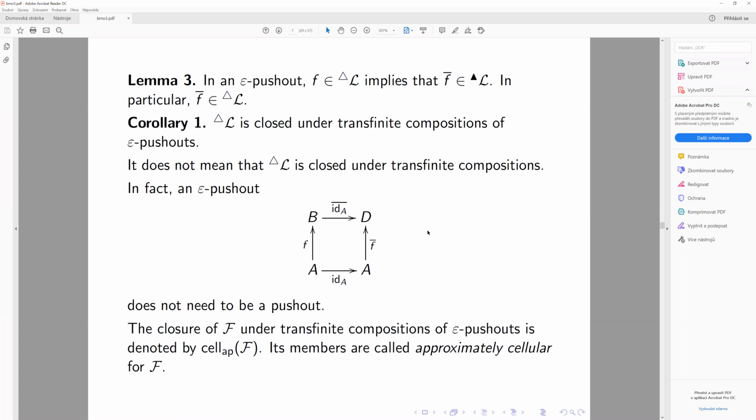To understand better what epsilon push-outs are, one has to remember weighted limits and weighted colimits. So I have a diagram, and I want to see what the colimit weighted by this weight is. This weight, being contravariant, is a cospan.